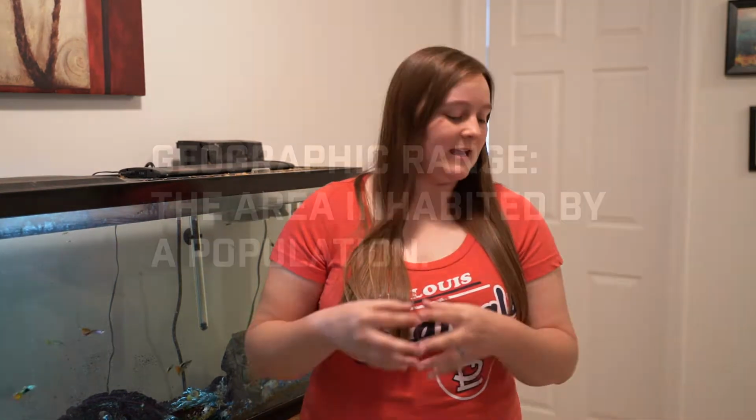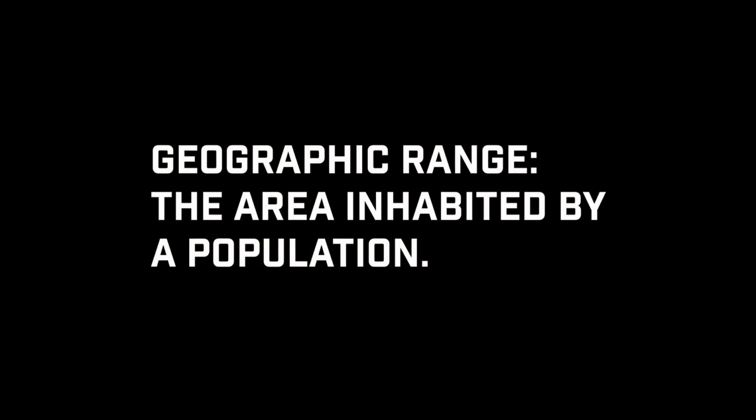First we're going to start with the geographic range, and this is just the area inhabited by a population. For example, a population of bacteria is going to have a really small geographic range because even if there's a lot of them, they don't take up a lot of space. But fish in the ocean could be distributed throughout the entire ocean, taking up a really big area. So their geographic range is going to be huge compared to something like bacteria.